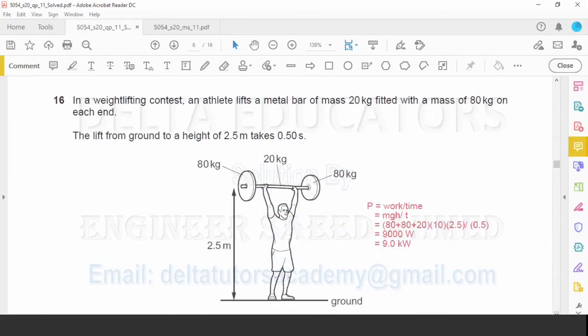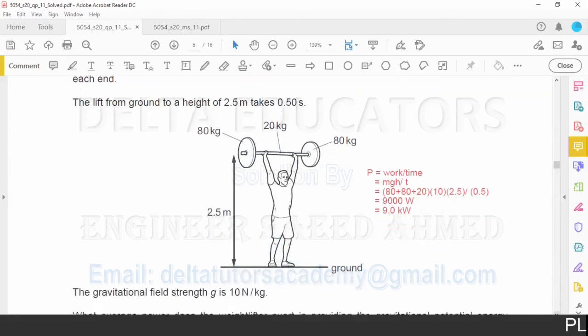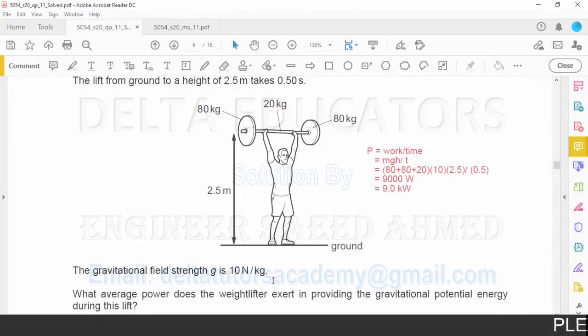Question number 16. In a weightlifting contest, an athlete lifts a metal bar of mass 20 kg fitted with a mass of 80 kg on each end. The lift from the ground to a height of 2.5 meter takes 0.5 seconds. The gravitational field strength g is 10 Newton per kg. What average power does the weightlifter exert in providing the gravitational potential energy during his lift?